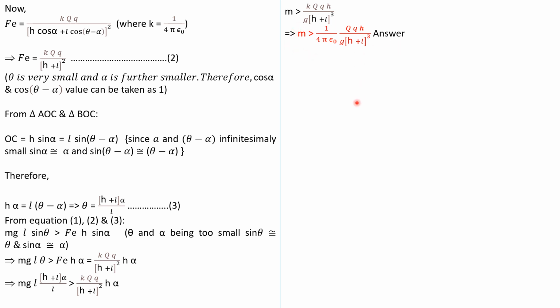So the whole concept is that for the mass to be in stable equilibrium, since it is pivoted at one point, the moment when we shift the ball should bring it back to that position. That is the reason we wrote this equation and solved it. So hopefully you understood the concept.